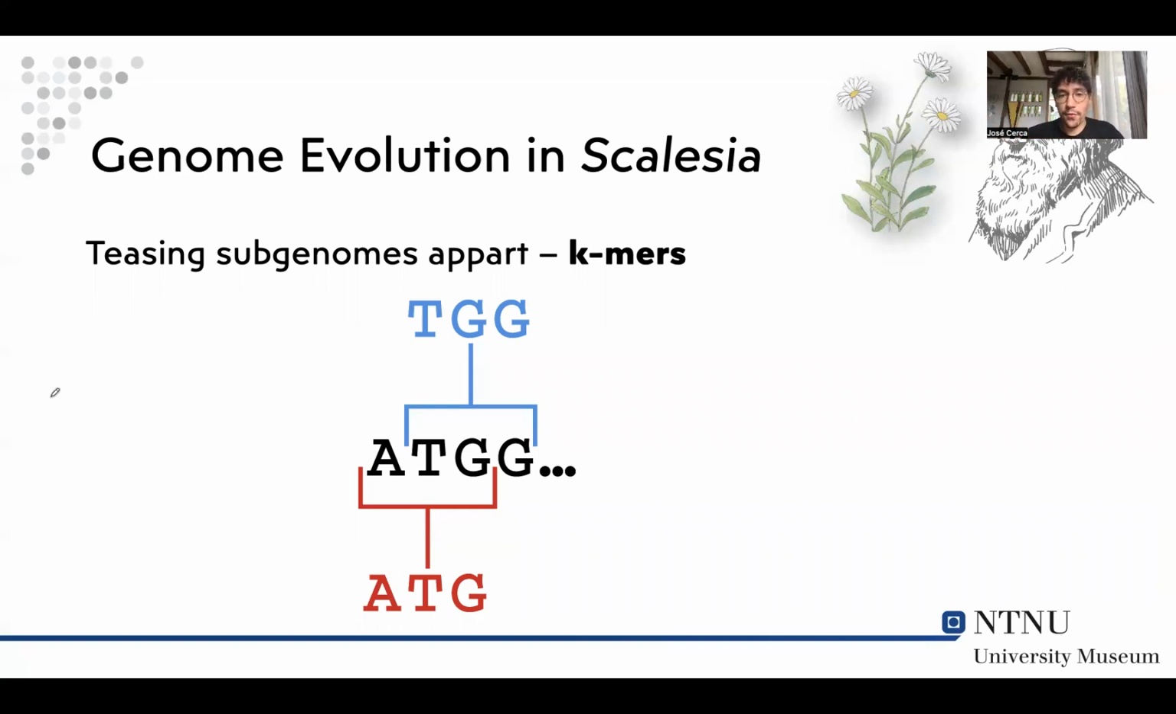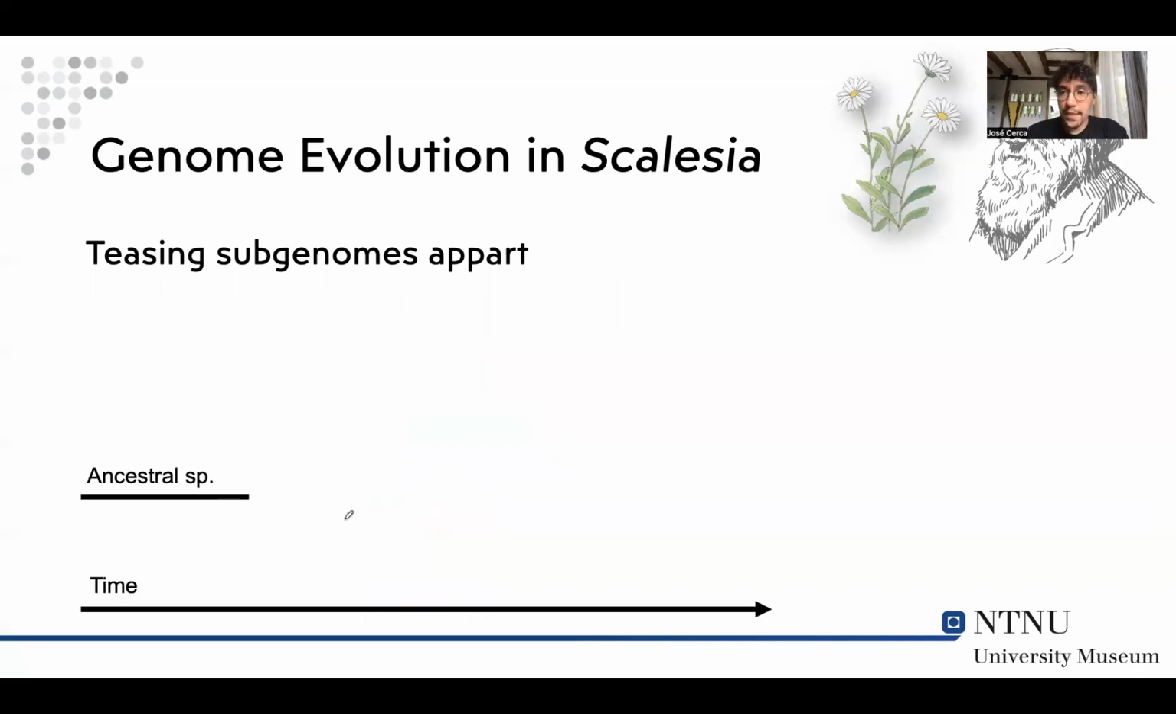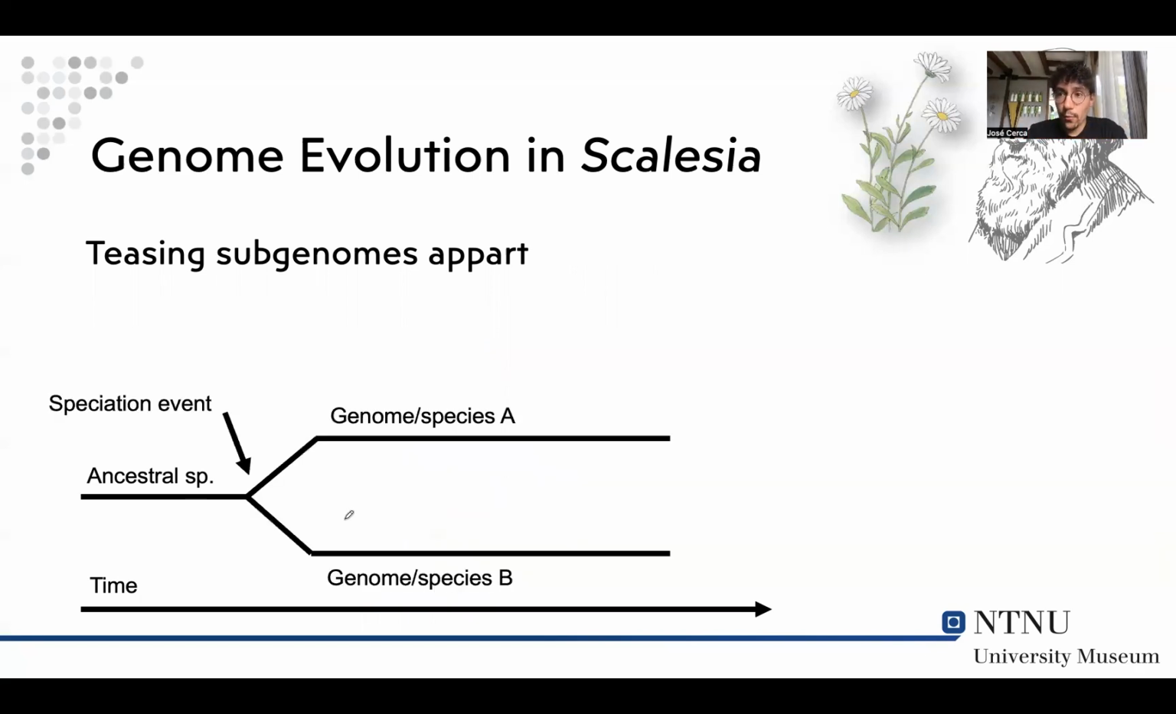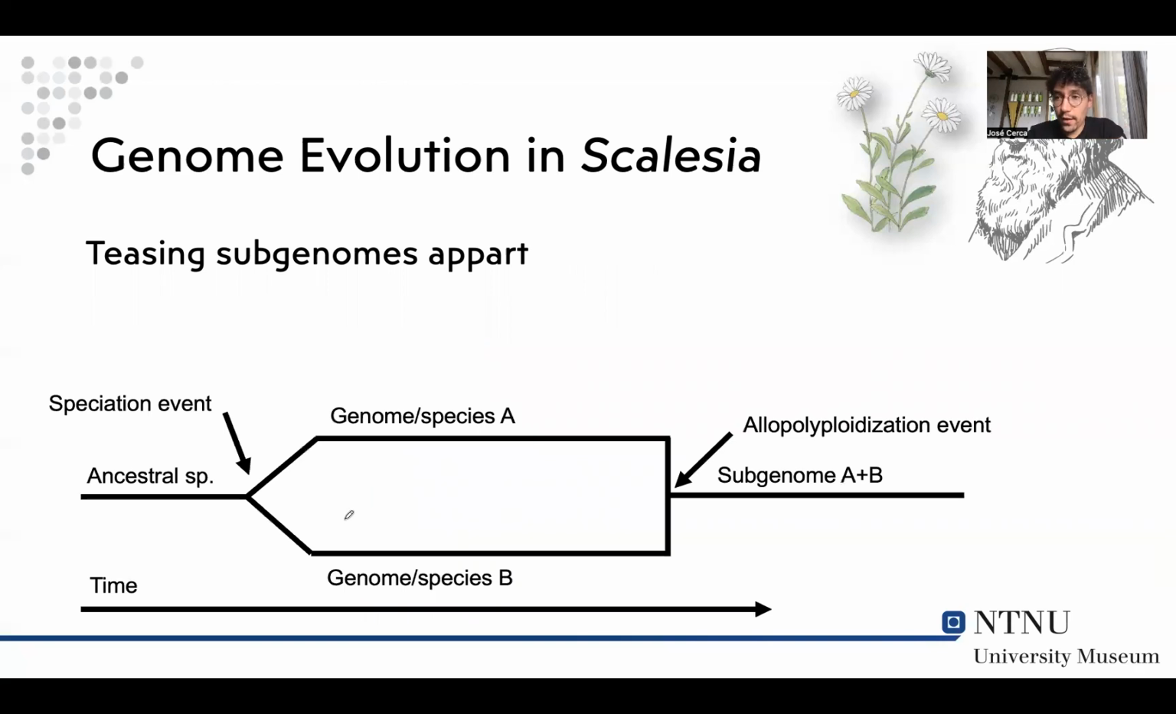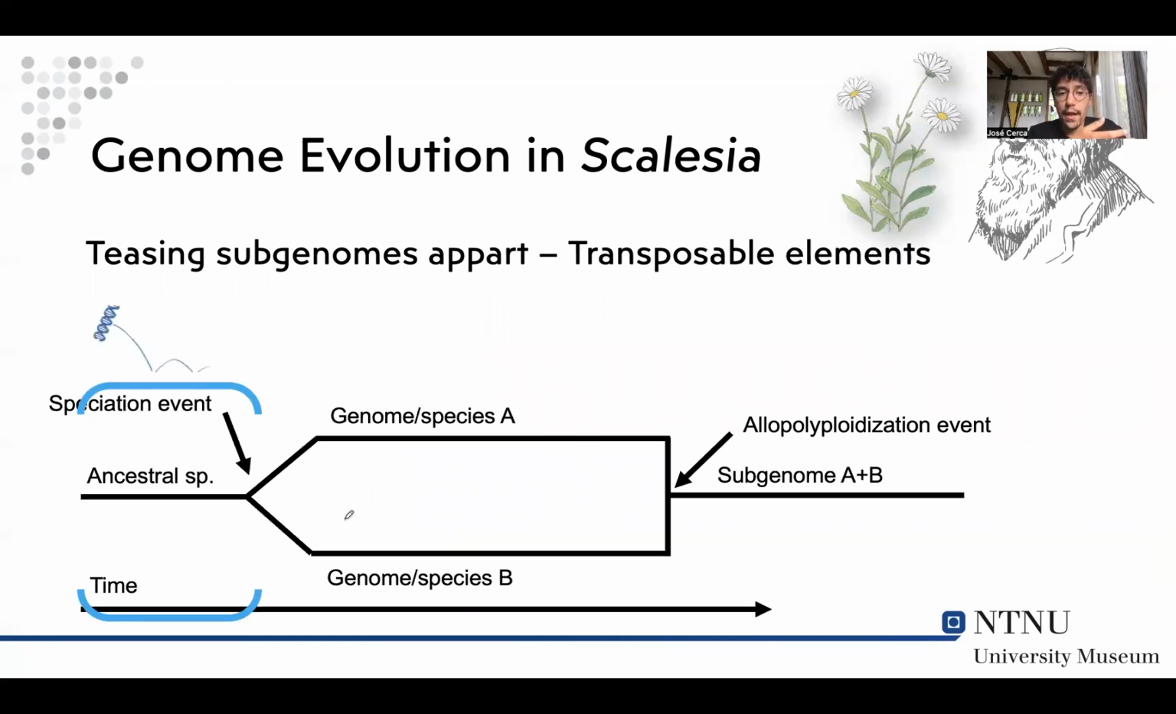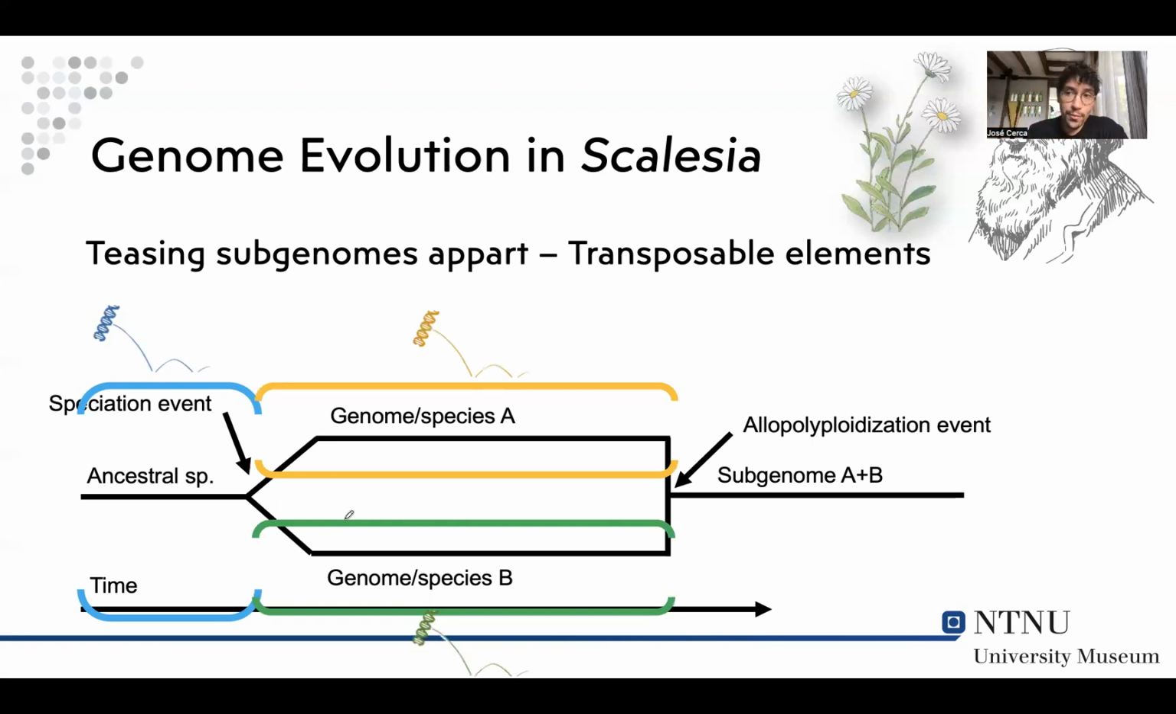So a k-mer of 3 is represented here in blue and red. And basically, I showed you this. The idea behind separating the subgenomes based on transposable elements is just like this. We have an ancestral species which has a speciation event and generates A and B, and then we have the allopolyploidization event. And what happens is that the genomic viruses, the transposable elements that are active in this period, are going to be different.